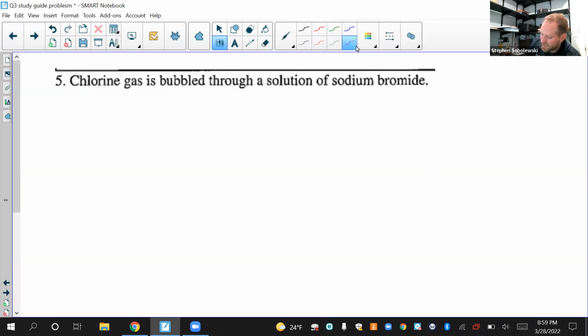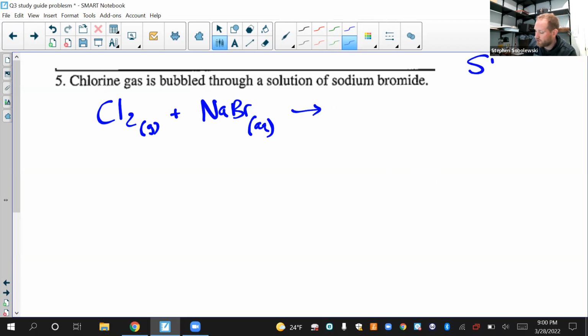Chlorine gas. Chlorine is a diatomic element, so I'm going to say Cl2 gas, is bubbled through a solution of sodium bromide, NaBr. Solution of means aqueous. All right, we're looking at a single replacement reaction or single displacement reaction. The element that's by itself, I call it the bully. It's going to try to bump something out, and that is chlorine. Chlorine is a halogen, and halogens try to replace other halogens. So on our chart here, we're going to look at the bottom section and ask ourselves, can chlorine replace bromine? And the answer is yes, it can. So this reaction will proceed.